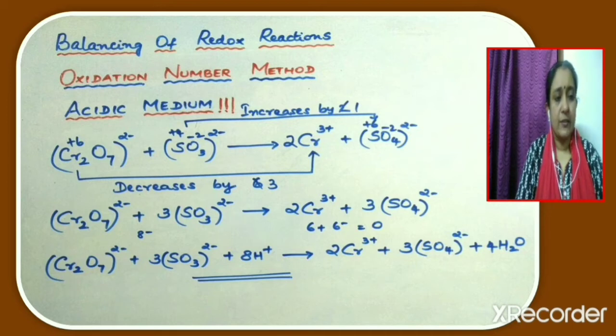Now check the charges on both sides of the equation. 3 into 2-, 6-, 2-, that is 8-, and 8+. So it is 0 on the reactant side. It is 0 on the product side. So the charges are balanced. Now count the number of atoms on both sides of the equation. The number of atoms will also be the same on both sides of the equation. So it is now balanced.